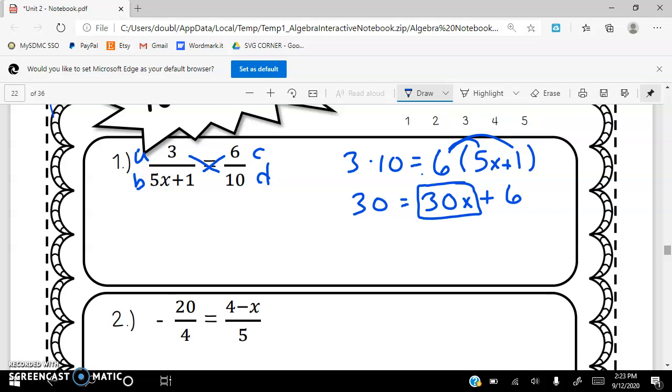So we got to get rid of this plus 6. So we subtract 6 on both sides. Again, subtraction property of equality. This cancels out because 6 minus 6 equals 0. And we got 30 minus 6 is 24. I want to bring my 30X down.